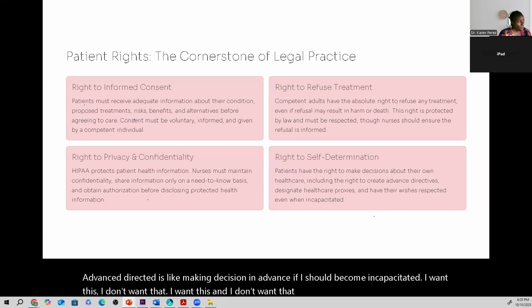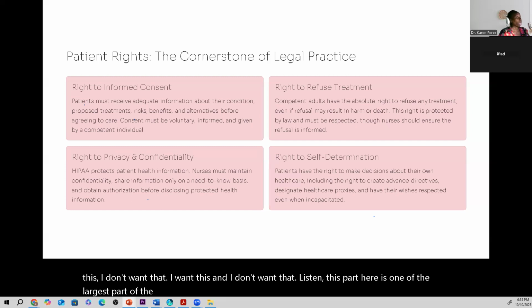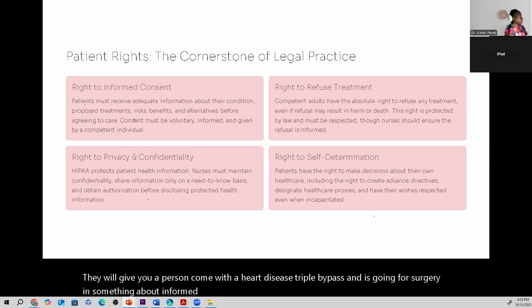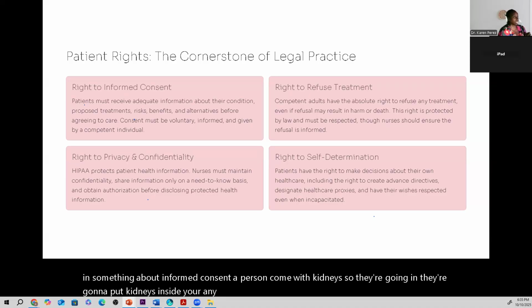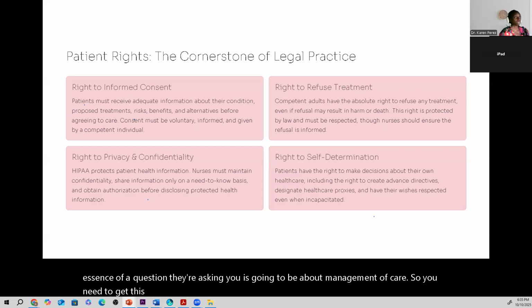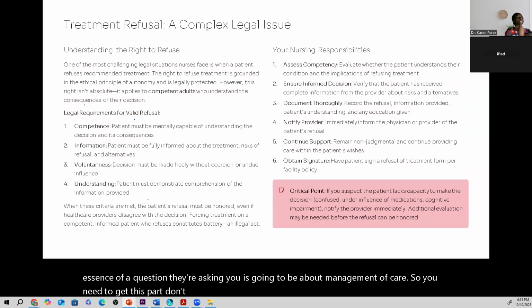Listen, this part here is one of the largest parts of the NCLEX. What happens is that they will give you a person who comes with a heart disease, a triple bypass, going for surgery, something about informed consent. A person comes with kidneys, so they're going to put kidneys inside there, any one of the body systems. But the essence of the question they're asking you is going to be about management of care. So you need to get this part down pat. All right. So if you need to watch the videos over again, please do so.